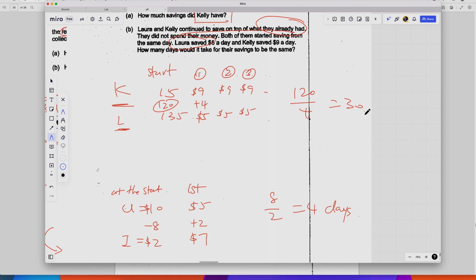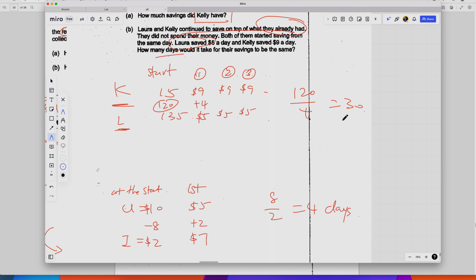That's how you do this kind of question. You're not going to do it like first day, second day. If you do it this way, you are going to end up with a very long calculation. So after 30 days.